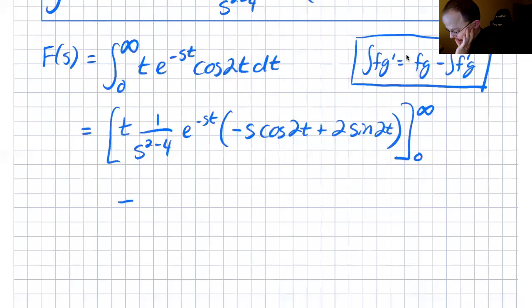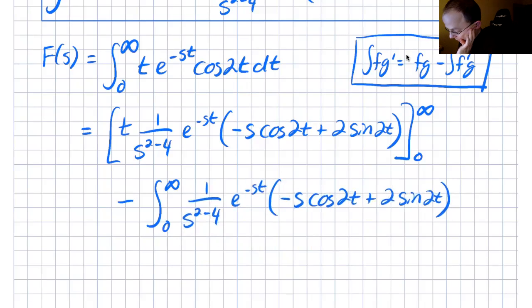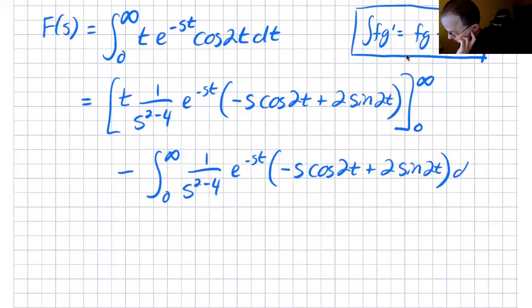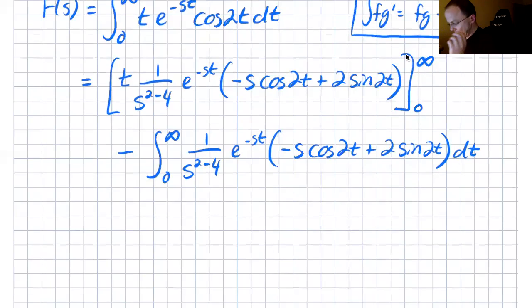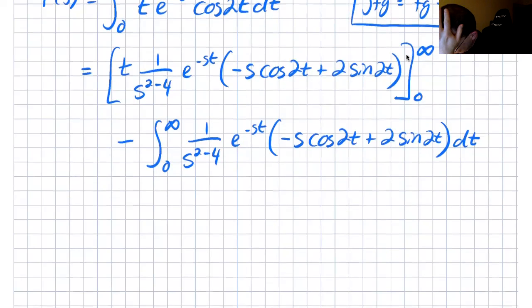And then minus the integral from 0 to infinity of t prime, which is the derivative of t, which is 1, and then this stuff. All right, I think we're getting pretty close.